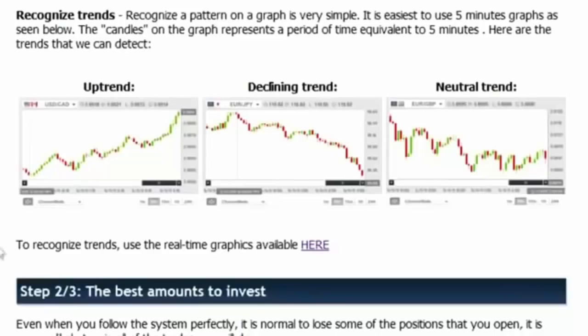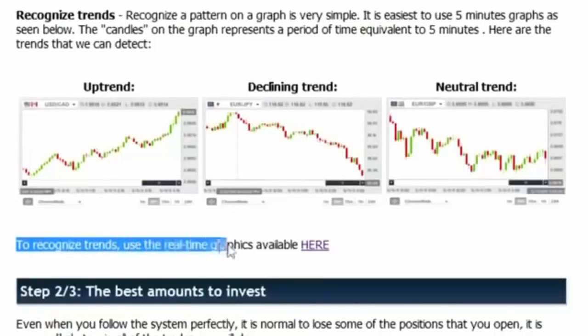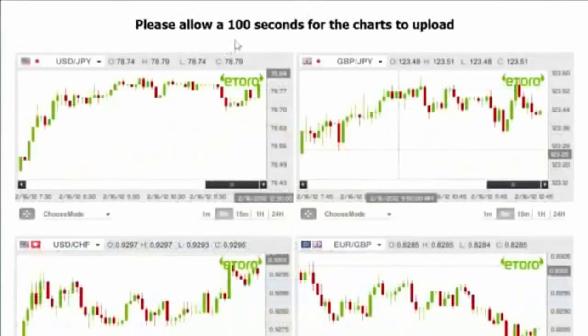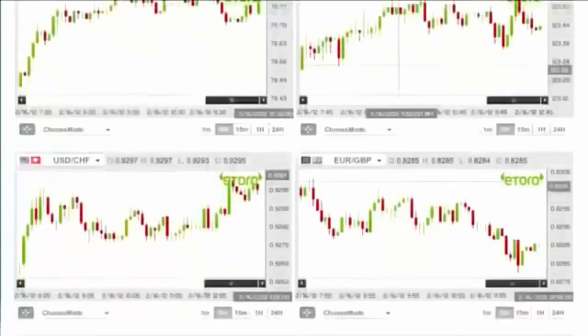In the site on the first step, under the video, there is a link. To recognize trends, use the real-time graphics available here. Once you click on the link, a new page opens with the assets graphs. The web page can take up to 1.5 minutes to load because it contains all of the graphs that you will need. So now we will identify trends in these graphs in order to trade in the binary platform.